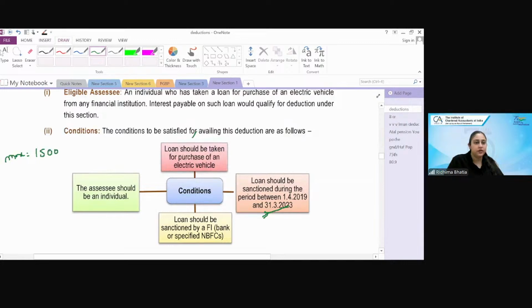Maximum interest would be 1,50,000 per annum, obviously, for a loan taken for the purchase of an electric vehicle from a bank, financial institution or NBFC. It's written only. The assessee should be an individual. The vehicle can be taken one day up or down, but the loan should be sanctioned between April 19 to March 23. Earlier this was March 22, but it was increased to March 23. And simple, but you should not claim the interest in any other way. This is what your 80EEB says. But interestingly, how can a question come?